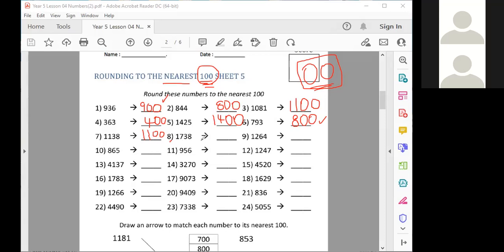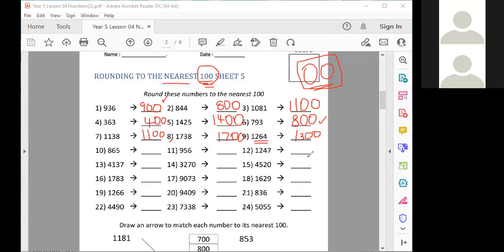1,738. So your imagination must be 738. That means between 700 and 800. So yes, you'll have 700, okay? And you put that one in front. 1,264. You just think of 264. 264 is between 200 and 300. Where would I go? I would put to 300. But I don't forget that 1,000 in front.